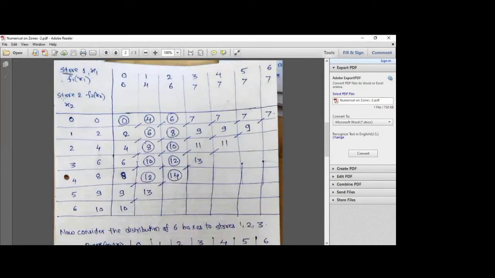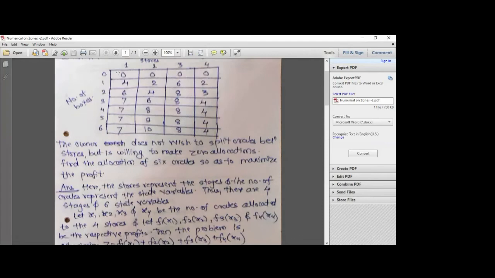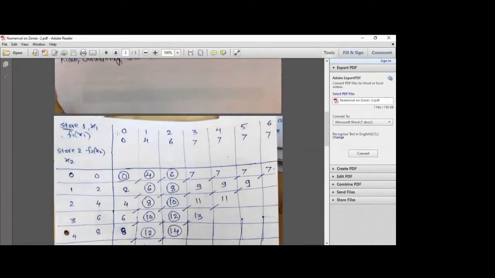Store 2, that x2 is related with store 2, and f2(x2) is the profit that they have already given for the store. So we have 6 crates, so 0 1 2 3 4 5 6, right? The f1(x1) values are taken from this table: 0 4 6 7 7 7 7. So here you can see 0 4 6 7 7 7 7, right? So the profits, that is f1(x1) values, have been written, right?